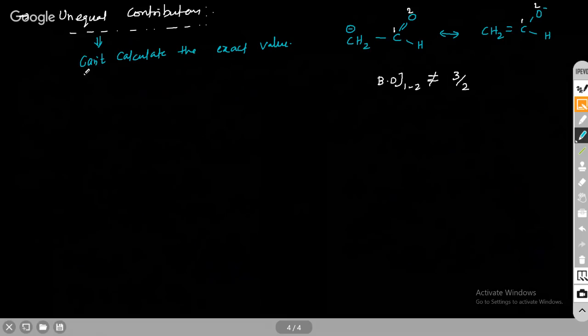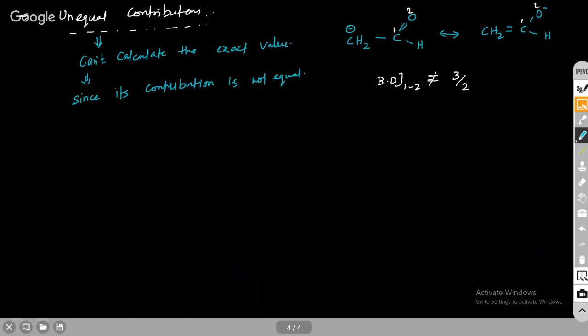And why we cannot calculate? Since its contribution is not equal. Now we cannot find out the exact value, but we can compare the value of bond order.